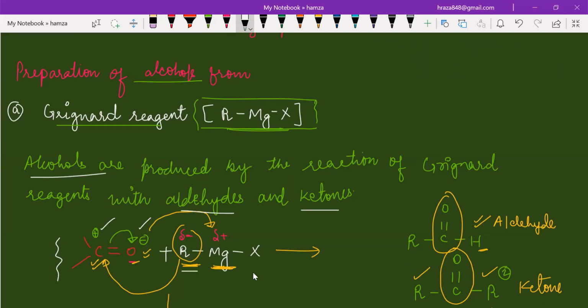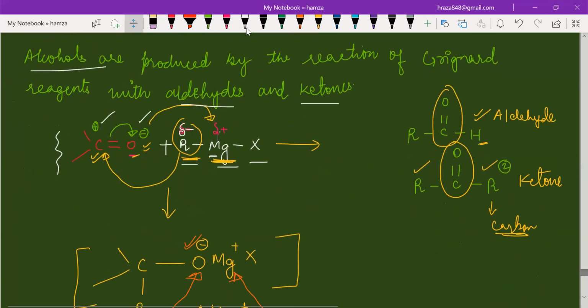And now you can see RMgX. R means an alkyl group, a carbon-containing group, which is non-metal, that means it is electronegative. And this is a metal, electropositive. So R will have a delta negative charge because it will attract electrons from magnesium, and magnesium will have a delta positive charge. Now what you need to do is consider the nature of charge. Positive attracts negative, negative attracts positive. So R minus, you can see delta negative, will attack the carbon because it has positive charge.